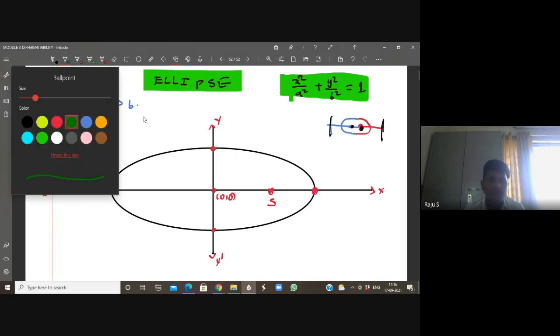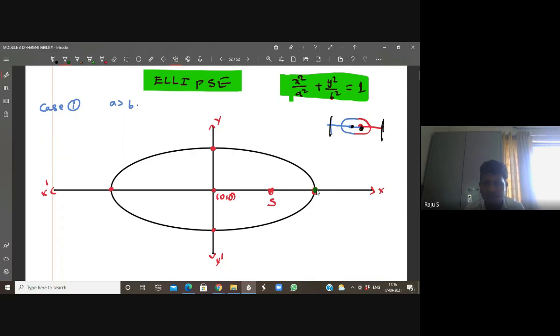Vertex means, as we already discussed, the point of intersection of the parabola and the axis of the parabola. Here, it is the point of intersection of the major axis and the ellipse. These are the points of intersection. And tell me, student, here the vertex can be denoted by what? In parabola, vertex is denoted by capital A. Here also, if it is A, here A dash.